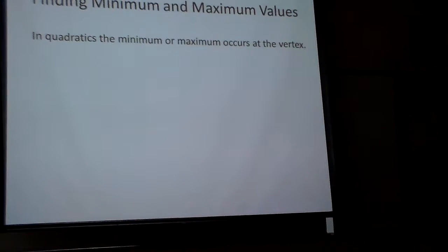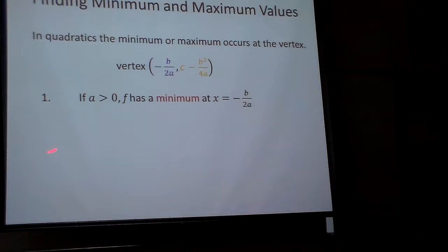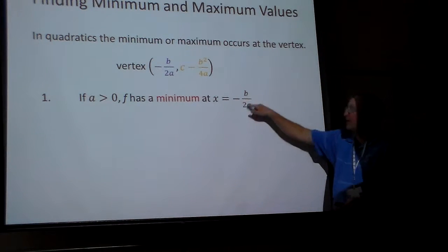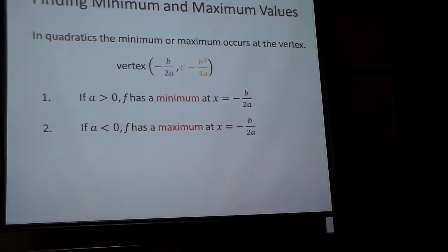We're going to use that to find the minimum or maximum value. We know this formula right here works because we substituted in from the previous thing. So here we go. If a is greater than 0, it has a minimum value at x equals negative b over 2a. If it's less than that, it has a maximum value. In other words, if a is positive, we got a minimum. If a is negative, we have a maximum. That's all it's saying. And it occurs when x is negative b over 2a.